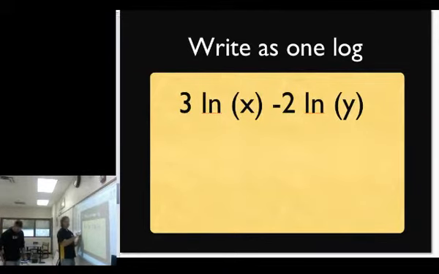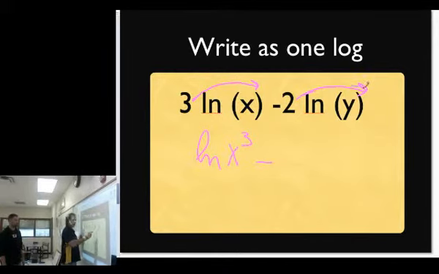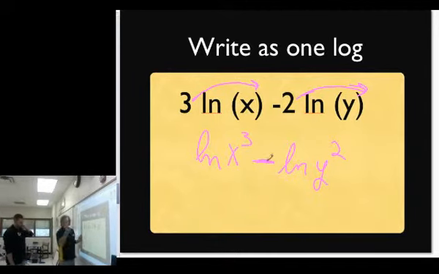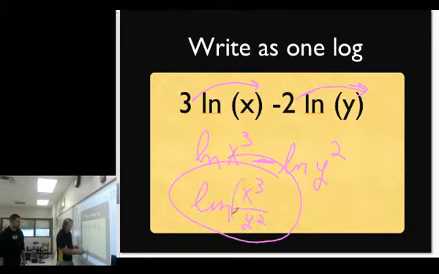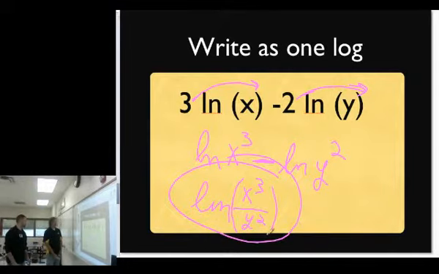What's the first thing you would do? Throw those powers up in front. Put the 3 back up here, put the 2 back up here. So I have ln of the 3's up here, so it's now x cubed, and a minus the 2's up here, so ln of y squared. What does subtraction in logarithms mean? Well, it means division. So if we put these two together in one log, that's x cubed divided by y squared. Did you want that in parentheses? Does that make you happy? Then usually after I get done, I say, boom, math.